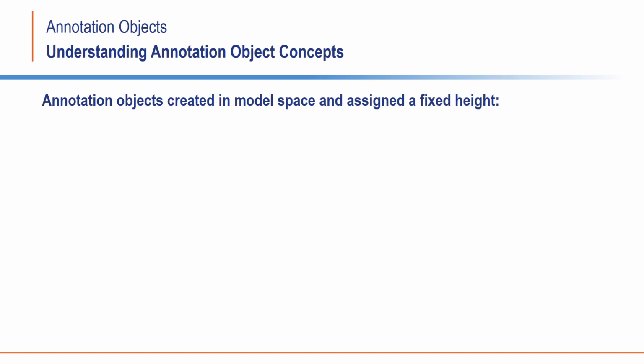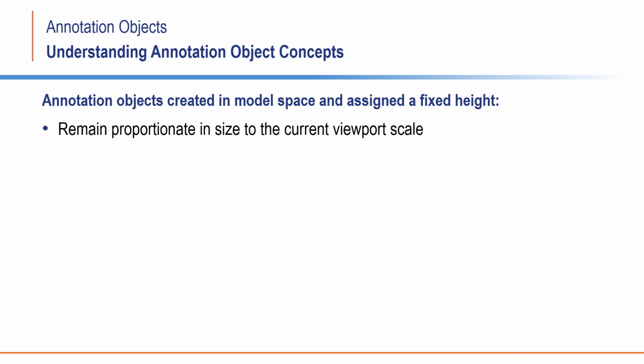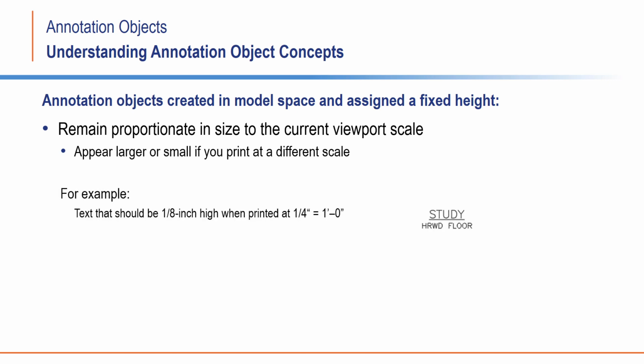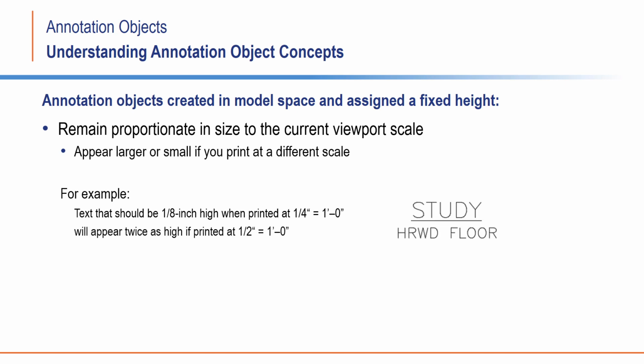Annotation objects created in model space and assigned a fixed text height remain proportionate in size to the current viewport scale and will appear larger or smaller in size if you subsequently print the drawing at a different scale than you anticipated. For example, when created using a fixed height, text that should be 1/8 inch high when printed at a scale of 1/4 inch equals 1 foot will be twice as high if you print the drawing at 1/2 inch equals 1 foot.